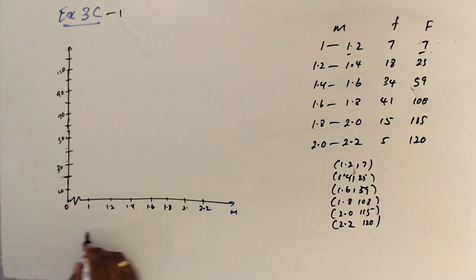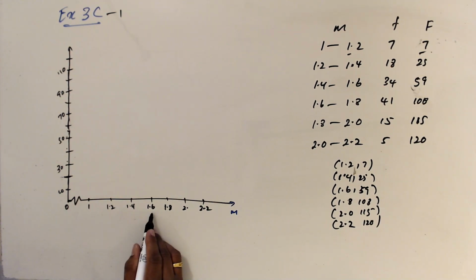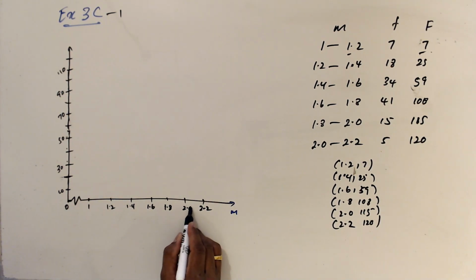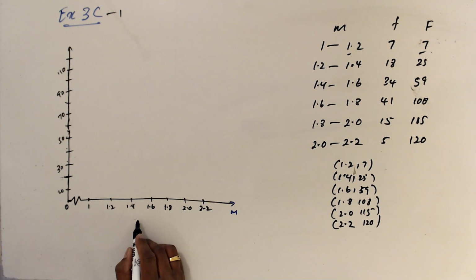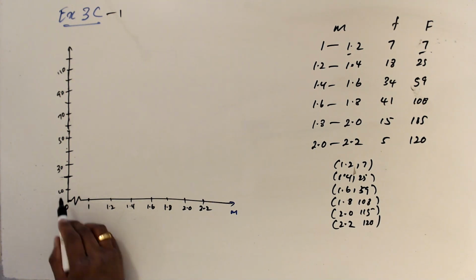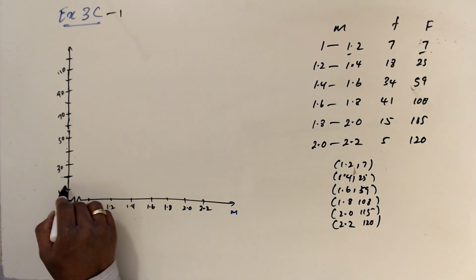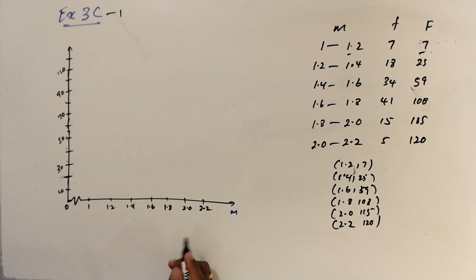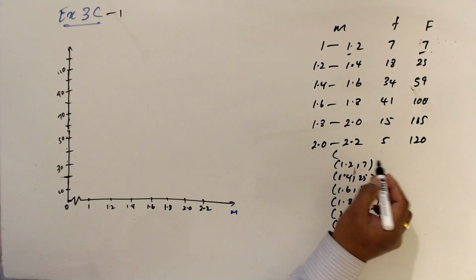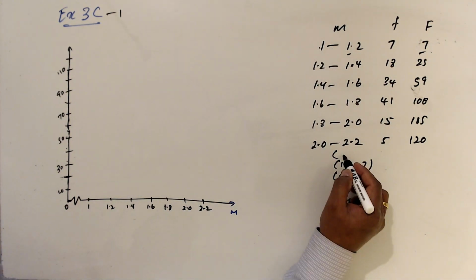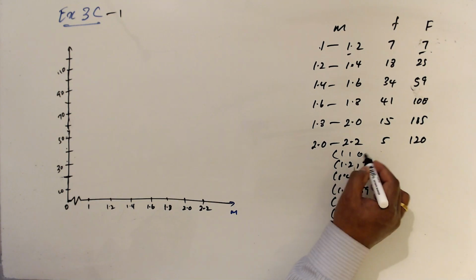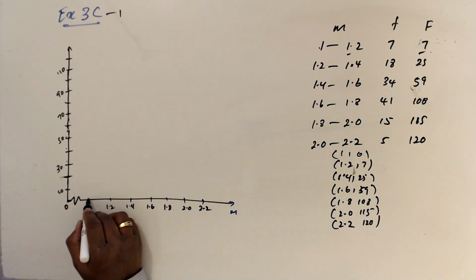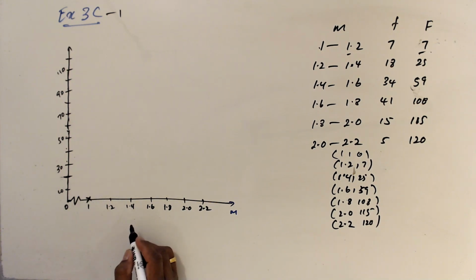I draw the axis 1, 1.2, up to 2 and 2.2 in steps of 0.2, and the vertical axis from 10 up to 120 here. So let me draw the graph first. The starting value is the lower boundary of the first class, so 1 and 0. So the starting point is 1 and 0.